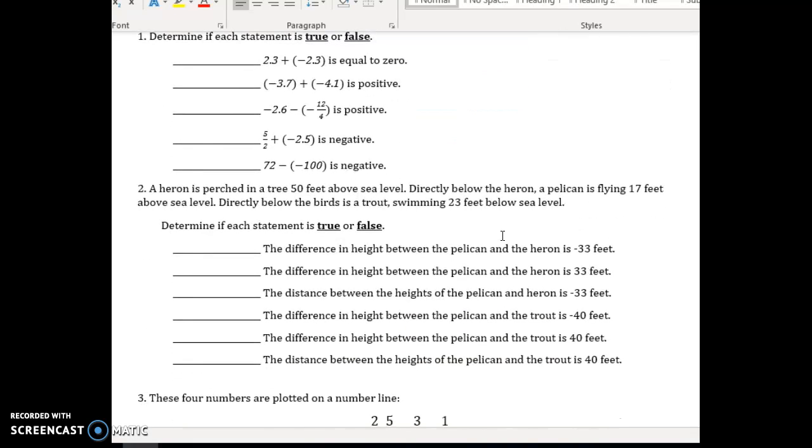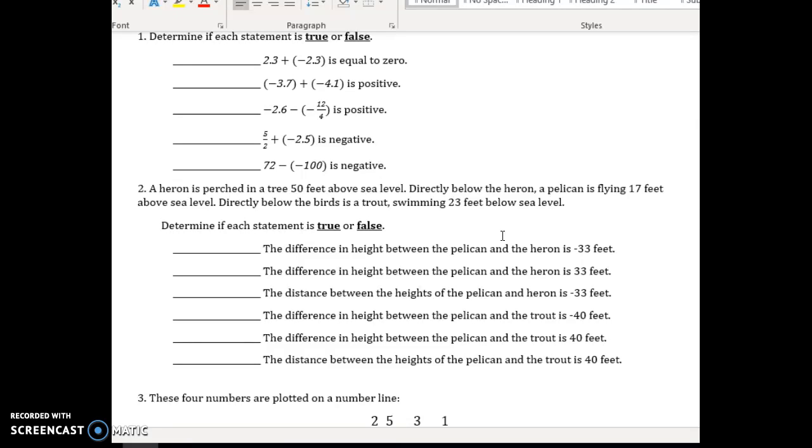Question 2. A heron is perched in a tree 50 feet above sea level. Directly below the heron, a pelican is flying 17 feet above sea level. Directly below the birds is a trout swimming 23 feet below sea level. Determine if each statement is true or false.